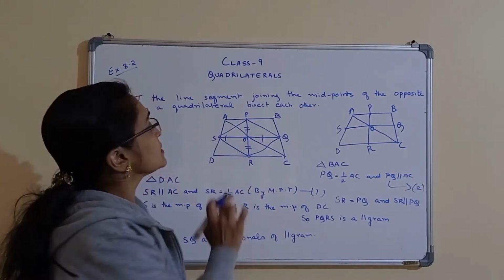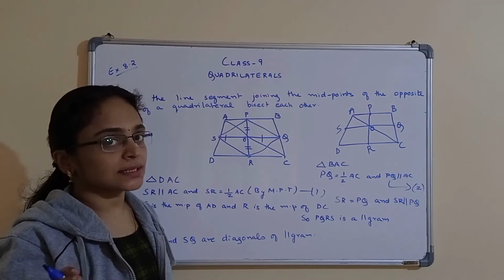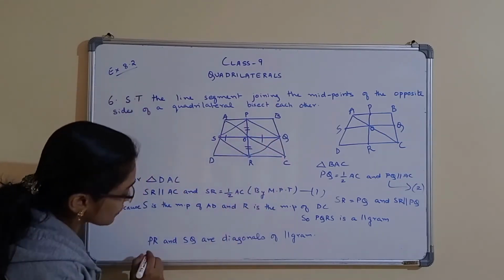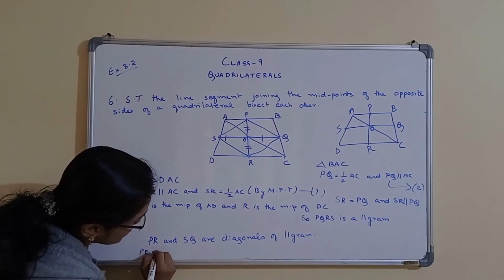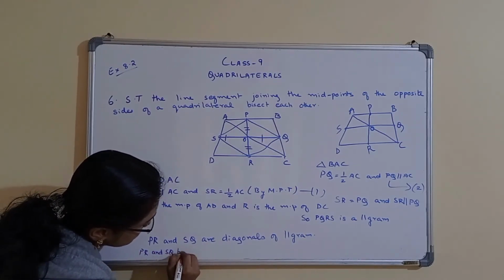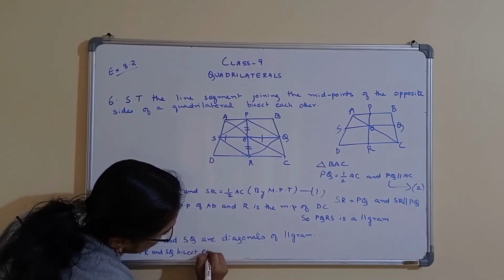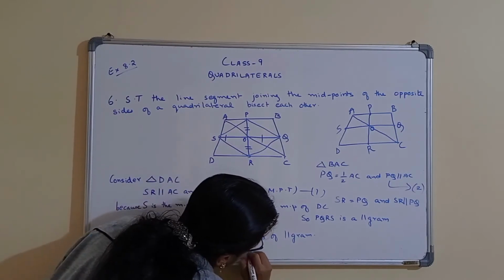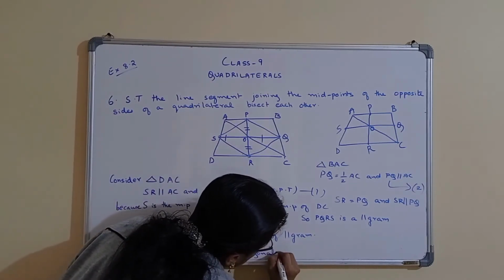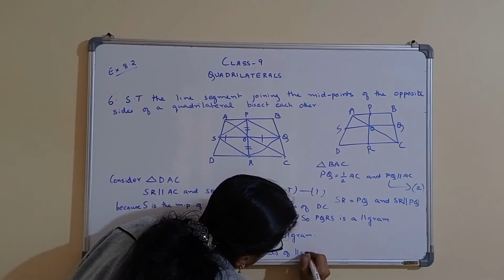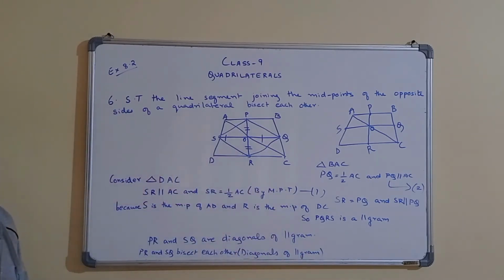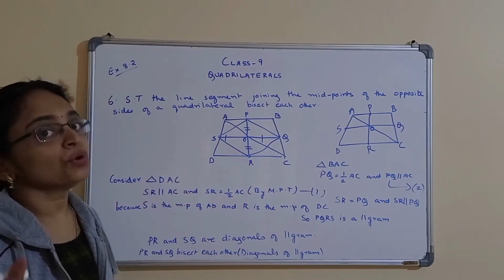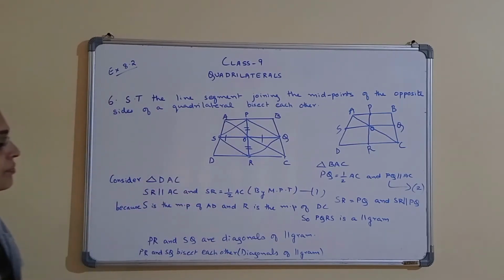And the diagonals of a parallelogram bisect each other. So PR and SQ bisect each other. So we can write PR and SQ bisect each other, and in bracket you can write diagonals of parallelogram. Okay, understood? You can pause the video and note this down.